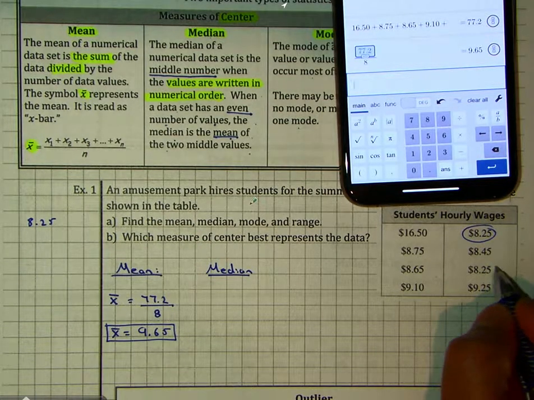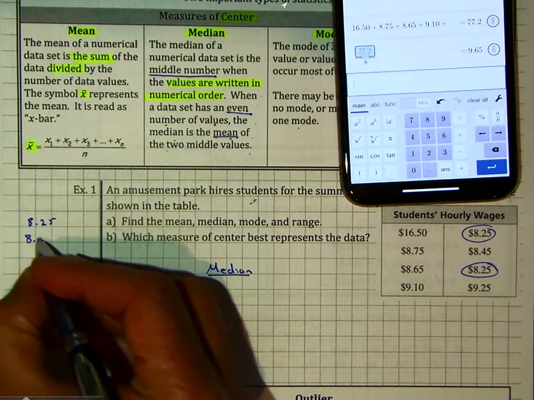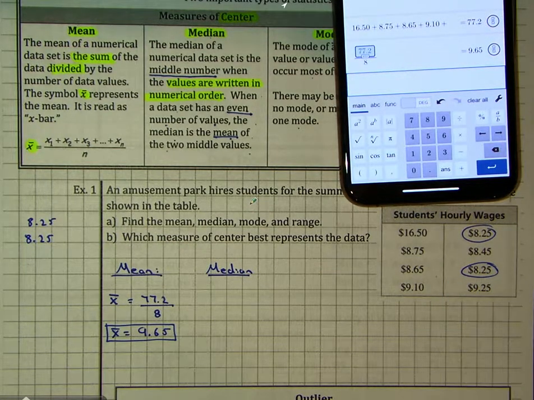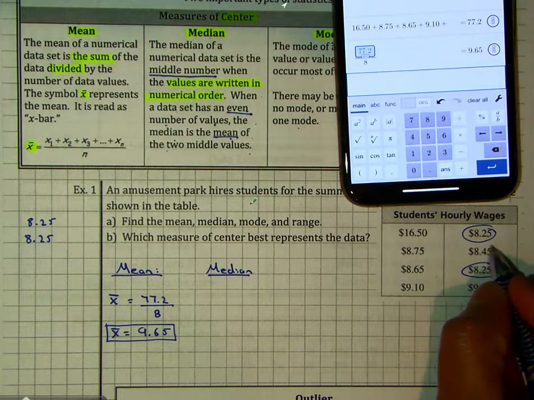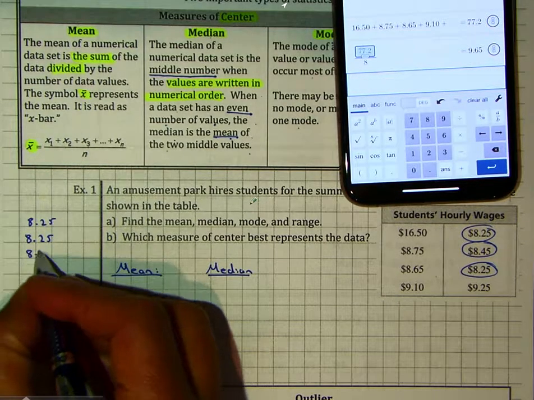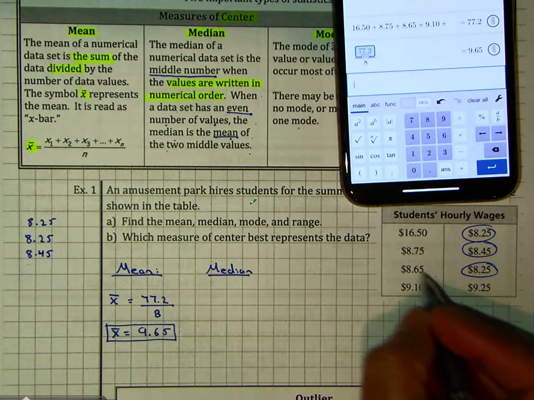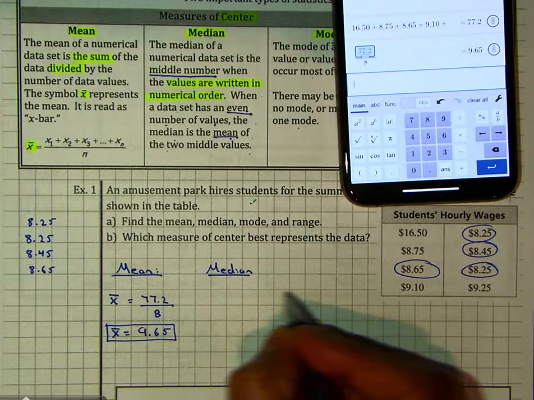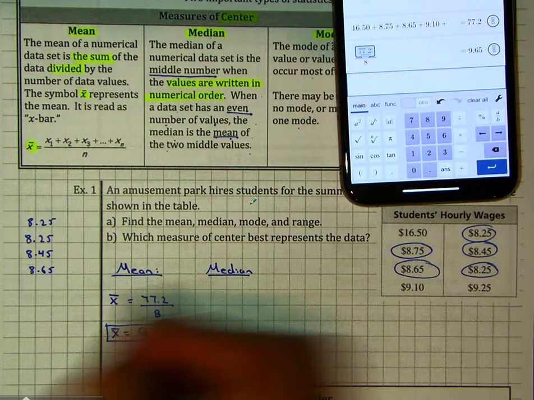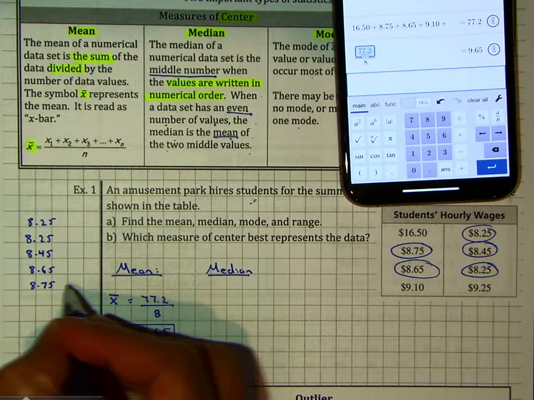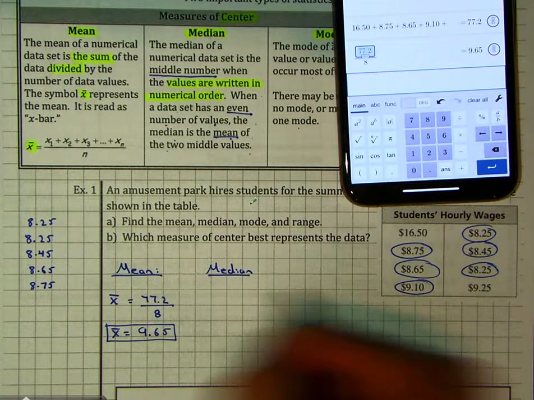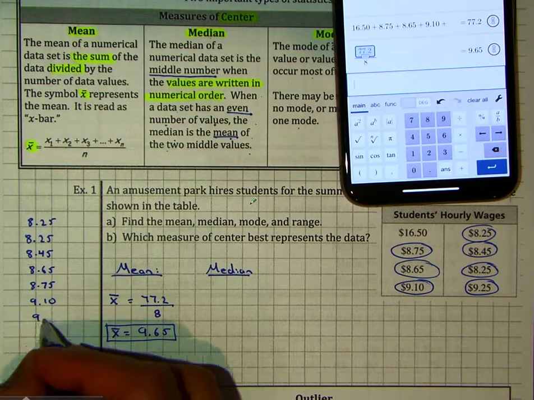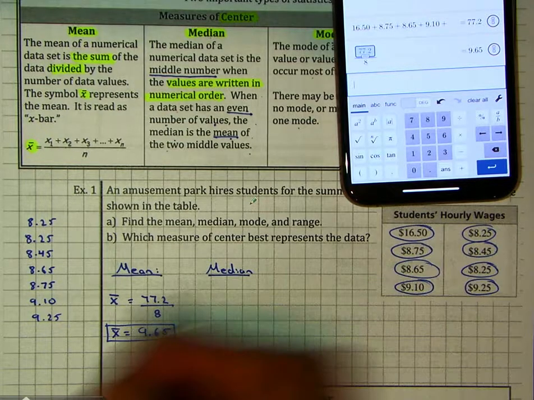Then there's another 8.25. And notice I start to circle them, or you can check them off, so that way you make sure you get all of them. Next will be 8.45, then we have 8.65, 8.75, 9.10, 9.25, and 16.50.